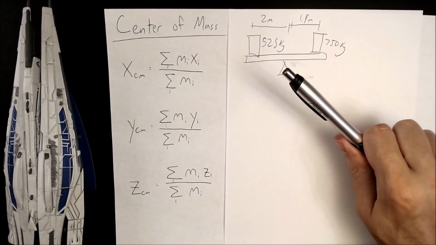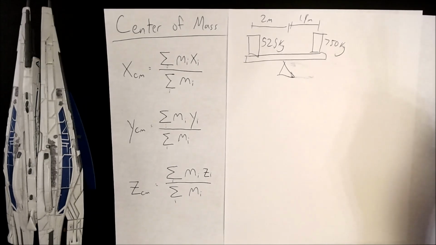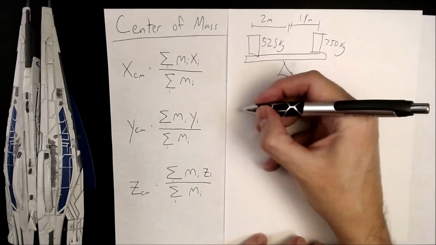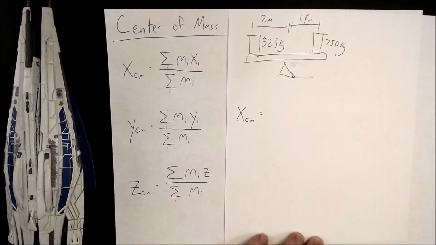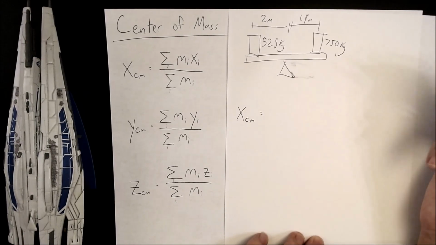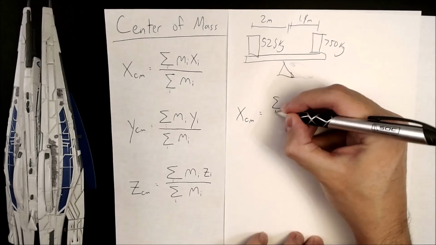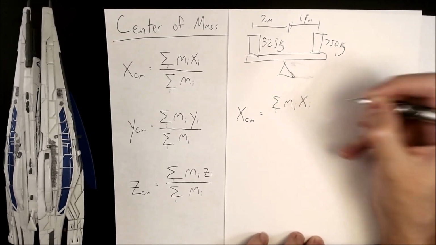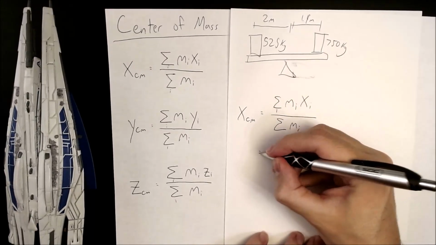Actually, can you tell me where the center of mass is going to be just based on what you know about reality? Okay, let's see if you're right. X center of mass. Are we going to be able to do anything with y or z? Not really. Everything is happening in the x direction. So the x center of mass is going to be the sum over all the objects of the mass of each object times the x position of each object over the sum of the masses.